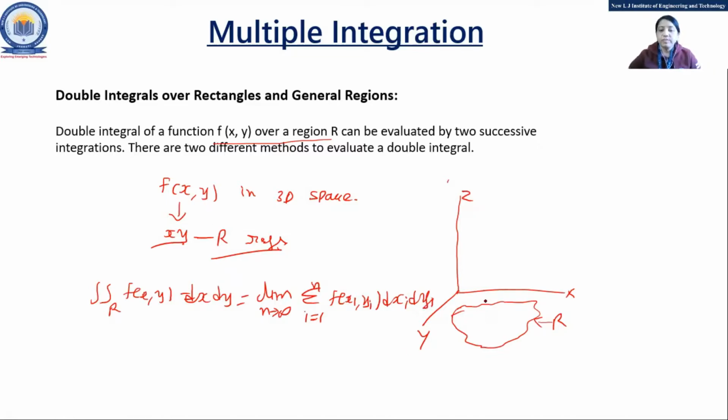This region R is going to be divided into small regions, say R1 to Rn. Obviously each will have some point (xi, yi). You are going to draw a line in the z axis.